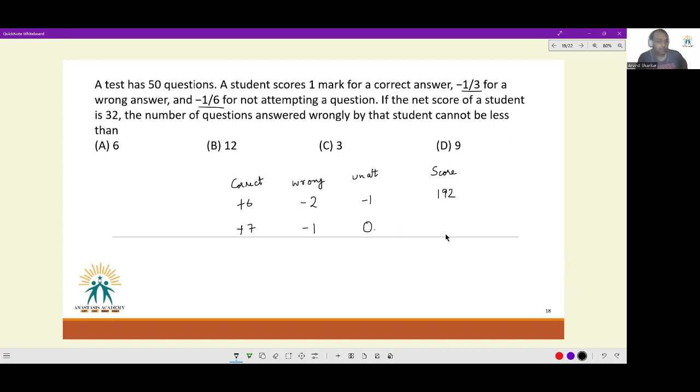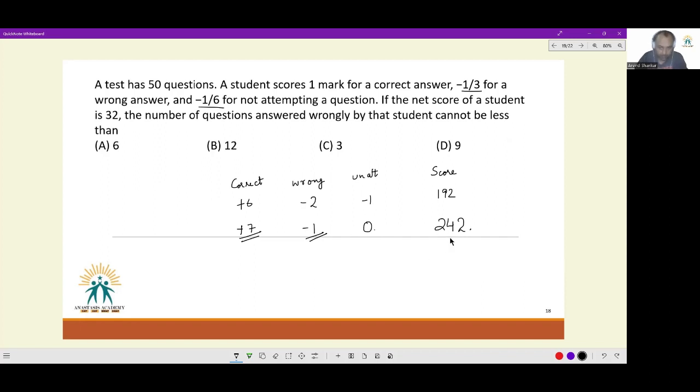And what would your final score happen? Because for every question you are getting 1 bonus mark, your final score will now turn to 242, 50 more. There were 50 questions, so your score has gone up by 50. Now, for every correct question, you get 7. For every wrong question, you get -1.